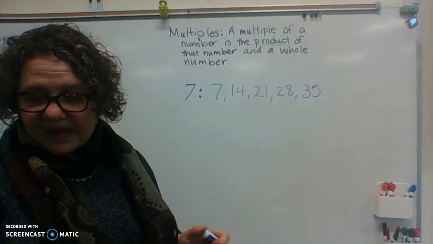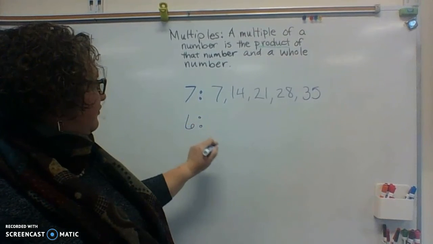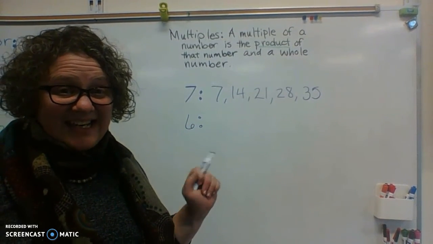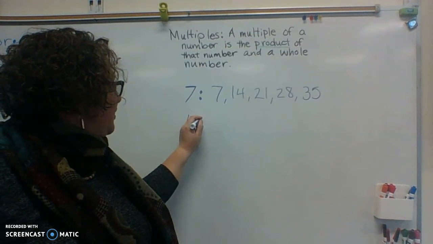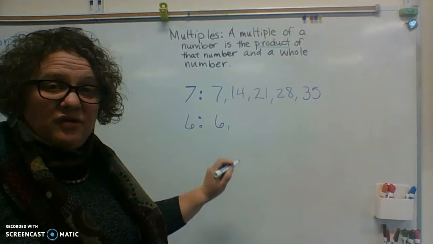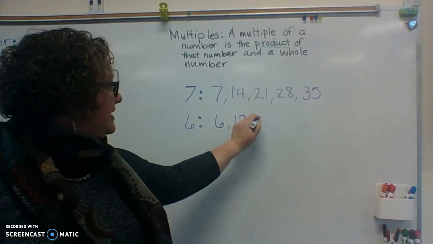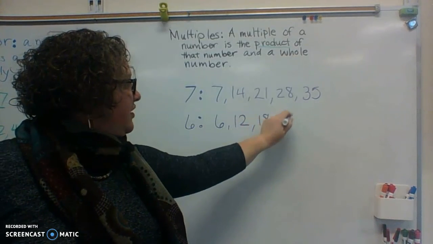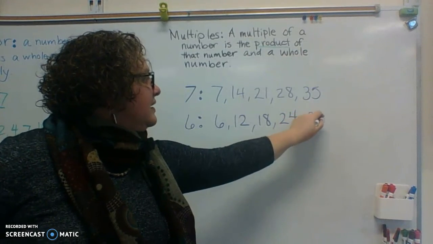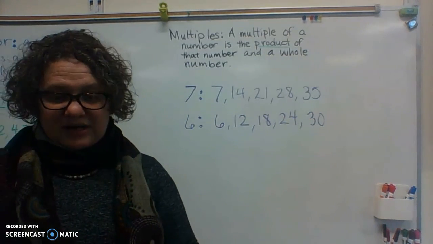Okay. And the last one we're going to do is the multiples of 6. You can pause your video, see if you can get the first 5 multiples of 6, and unpause when you're ready to see them. 6 times 1 is 6. 6 times 2 is 12. 6 times 3 is 18. 6 times 4 is 24. And 6 times 5 is 30. So your first 5 multiples of 6 are 6, 12, 18, 24, and 30.